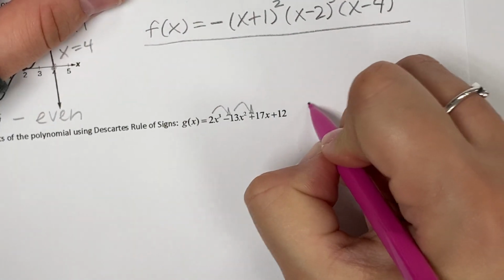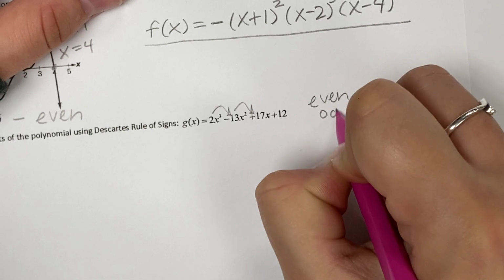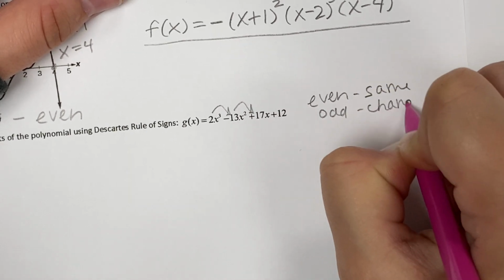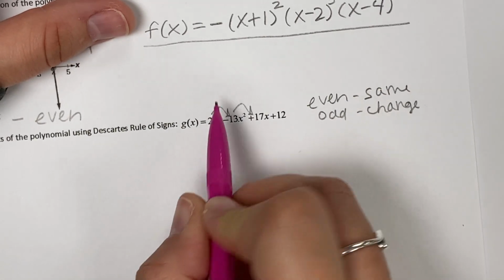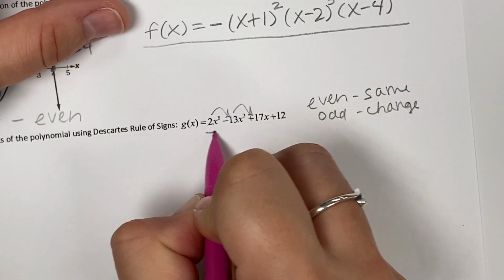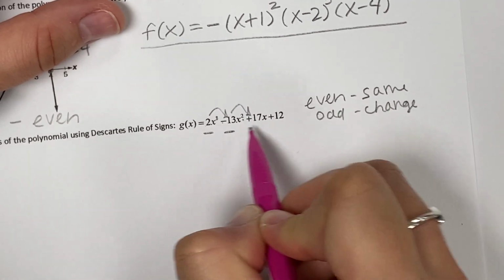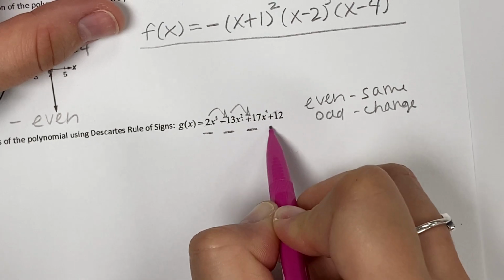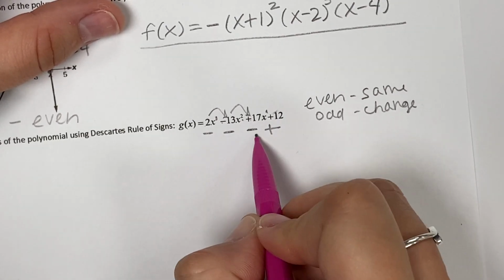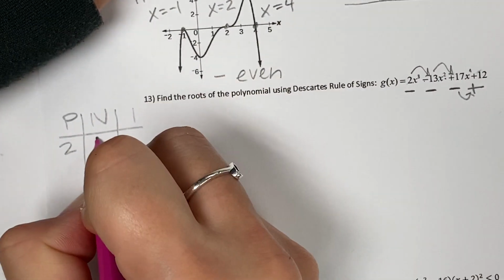Remember, even, you stay the same, but odd, you change. And I'm talking about the exponents here. This is an odd exponent, so we're going to change. Right now it's positive, I'm going to change to negative. This is an even exponent, so I'm going to stay the same. That's an odd exponent, so we're going to change. This doesn't have an x, so it stays the same. The only switch we have is from here to here, so that's just 1 time for our negative column.